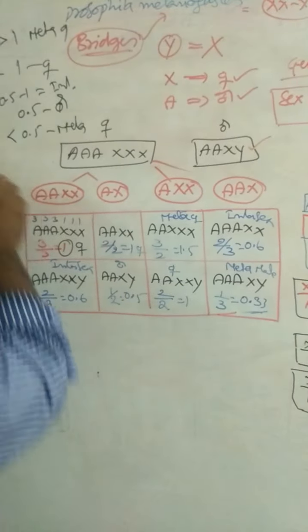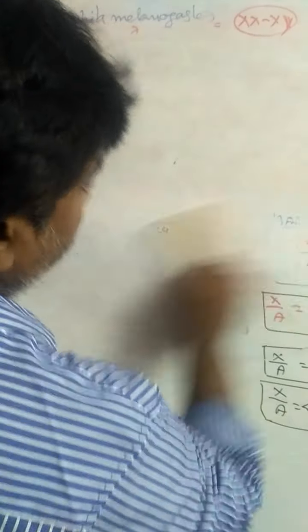And coming to the next basic concept, which is non-disjunction. There are two words: one is disjunction and the other one is non-disjunction. What is non-disjunction and what is disjunction?